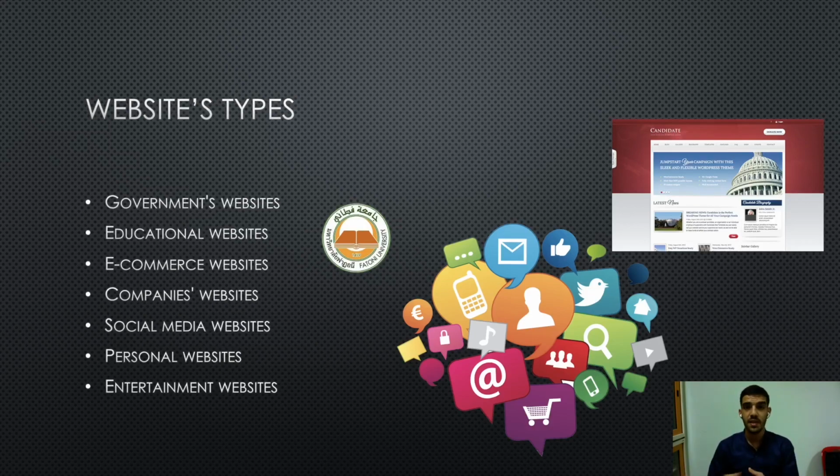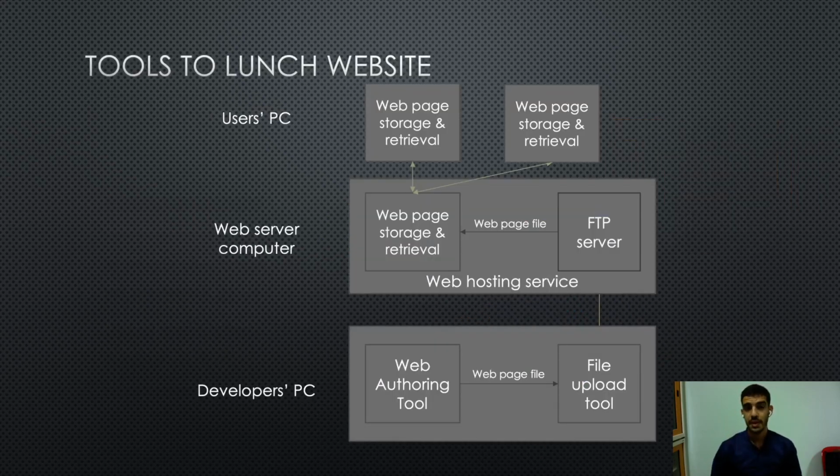When talking about websites, there is a variety of websites, such as government websites, educational websites, e-commerce websites, company websites, social media, personal websites, and also entertainment websites. So you also need to specify which website you want to develop. I mean, you are studying now, you are watching this video, so you need to know which website you are going to develop. And remember that when we are going to make a website, we need all of these tools together. First of all, as a developer, you need to have a code editor. We are going to use the code editor to write our code, or what we call a web authoring tool.